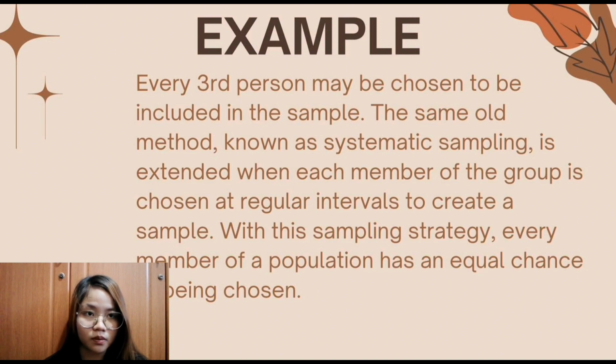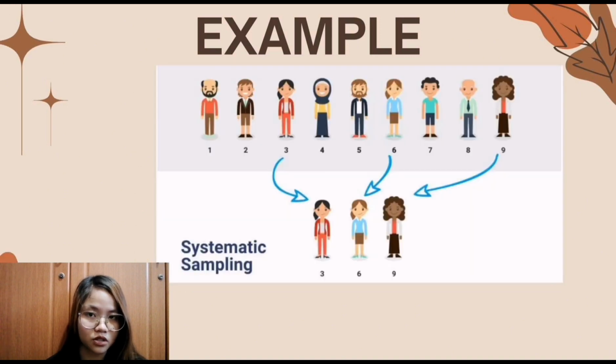The method known as systematic sampling is extended when each member of the group is chosen at regular intervals to create a sample. With this sampling strategy, every member of a population has an equal chance of being chosen. So, the illustration represents the example by which the third person is chosen as the starting point and then the sixth and the ninth person as the intervals for the sample.